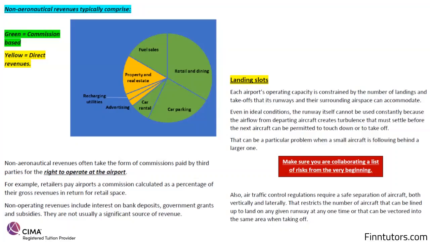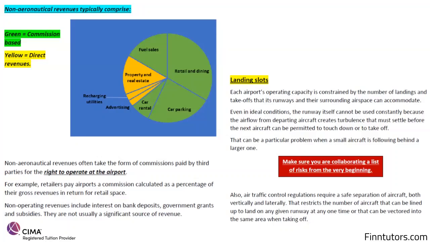In your airport, if somebody wants to advertise, you take money from them, right? Then there is recharging utilities, there is property and real estate. All of this is your direct revenues. If somebody wants to buy a shop in your airport, it's a direct revenue for you, right? Now these are the non-aeronautical revenues which are important for any airport.